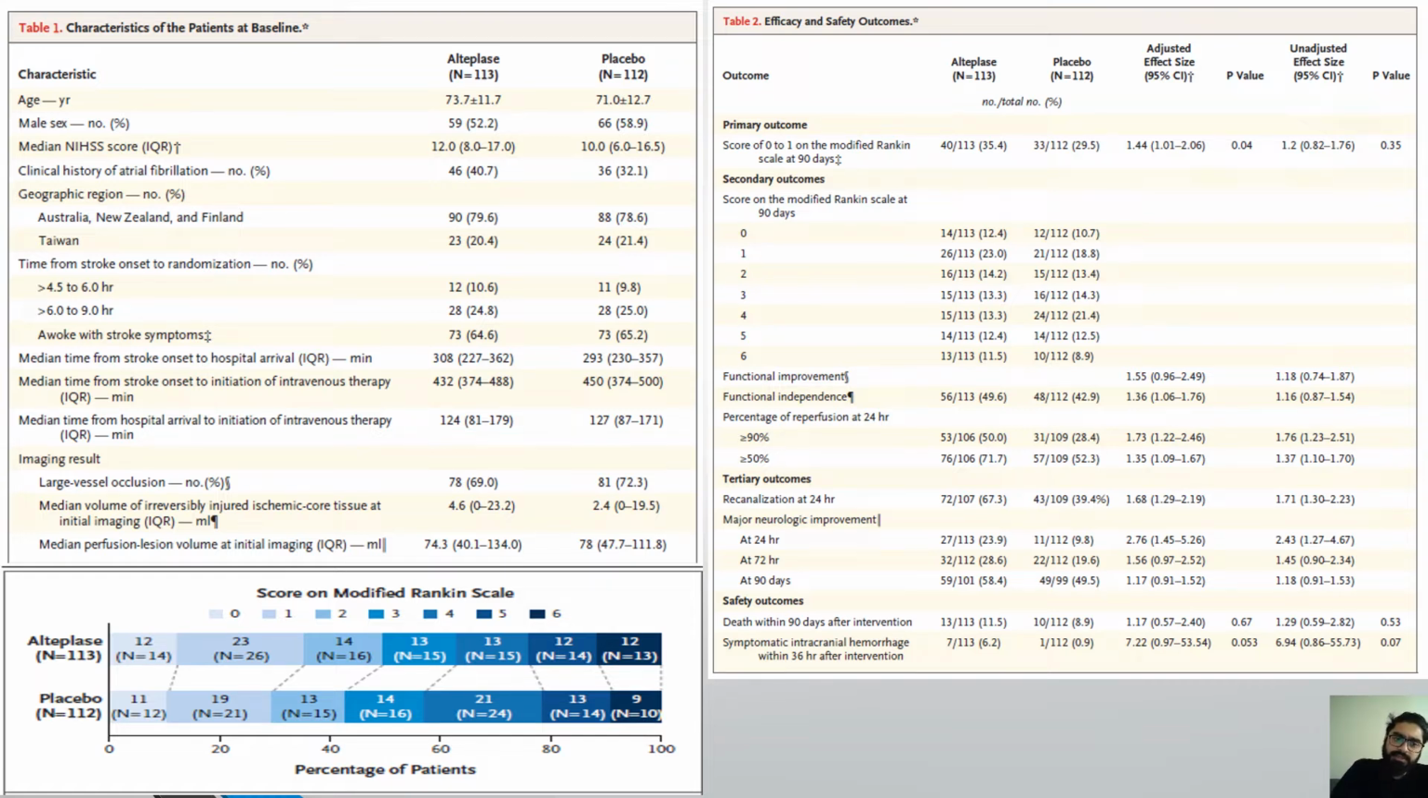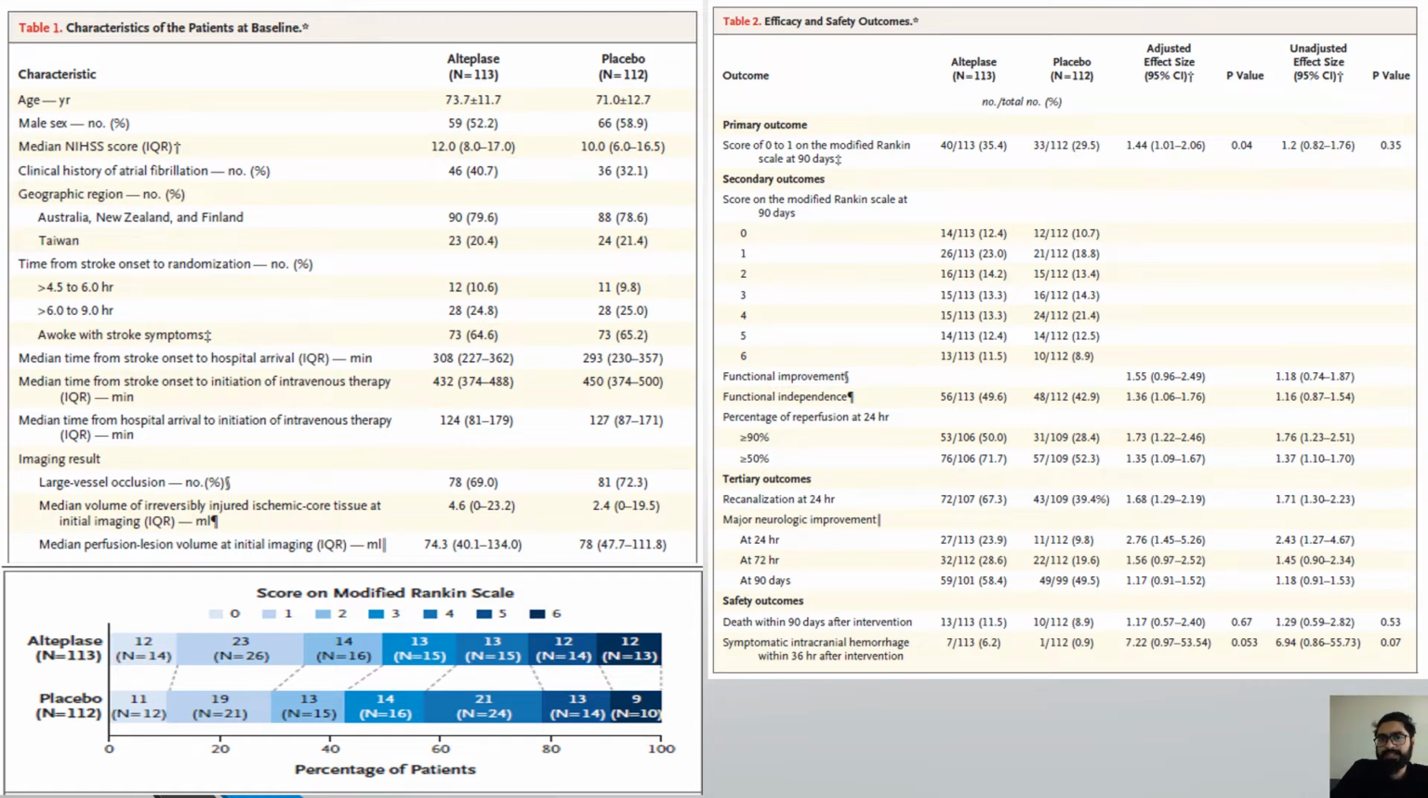And in figure 1, if you see the score on the modified Rankin score, there are more lower modified Rankin scores in the alteplase group as opposed to the placebo group. And you can see more lighter color area in the alteplase group as opposed to the placebo group.